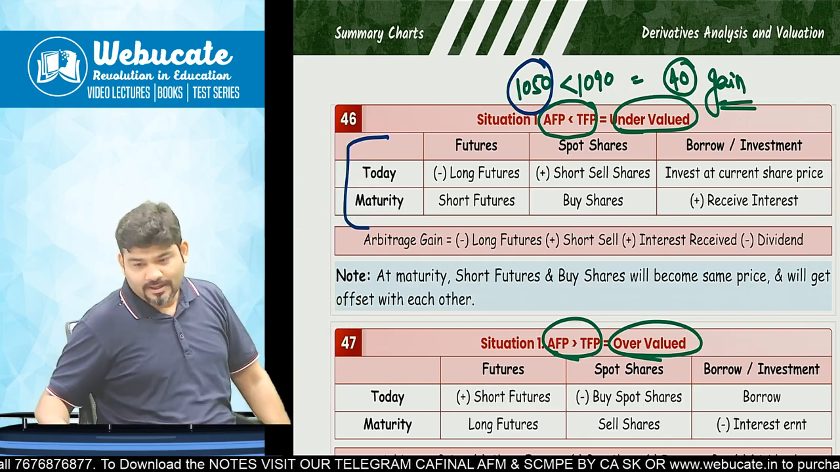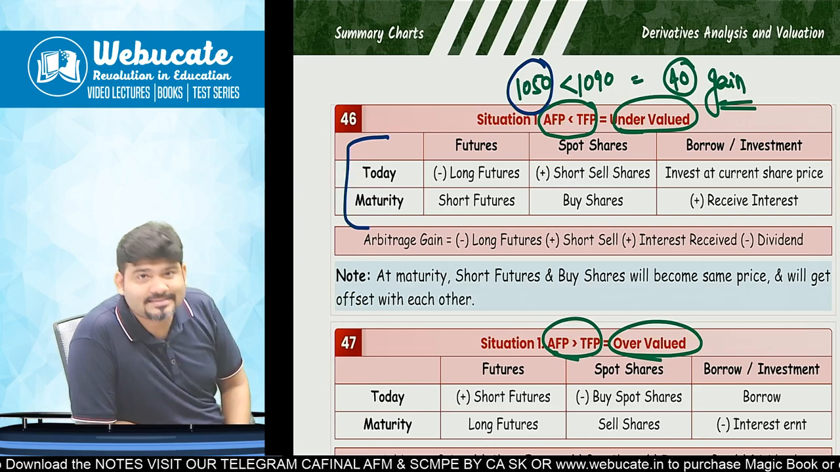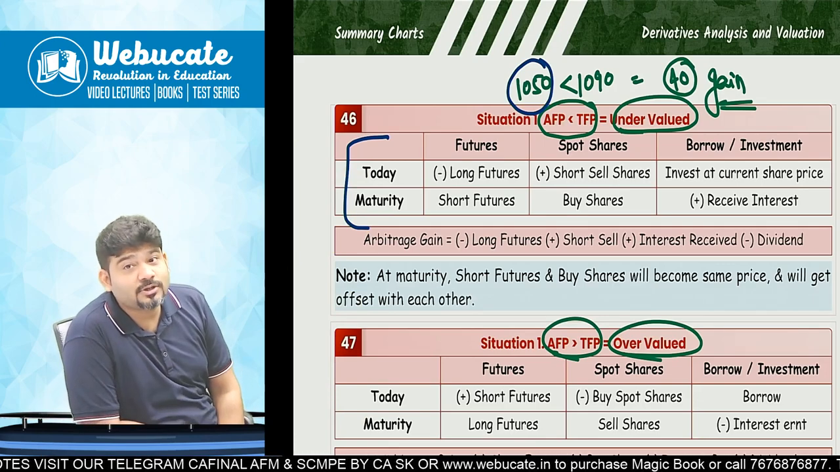Chalo, pay attention. Now, AFP, actual futures price, is less than theoretical future price. What is the theoretical future price? Sir, it is 1090.